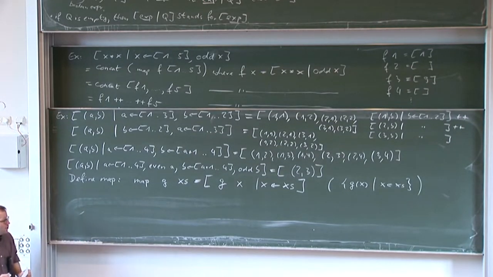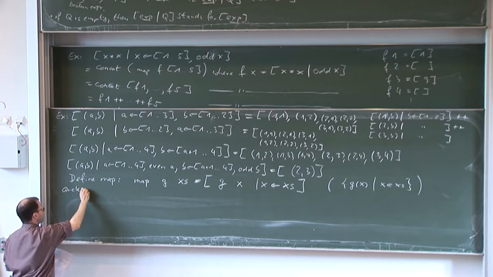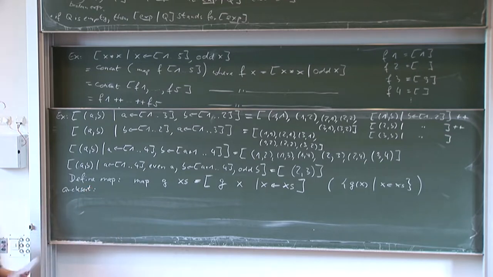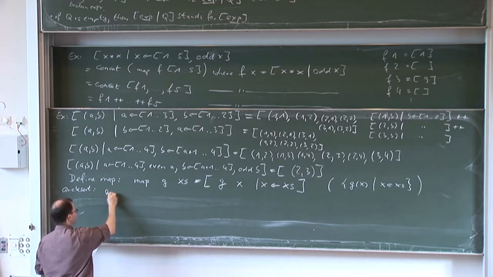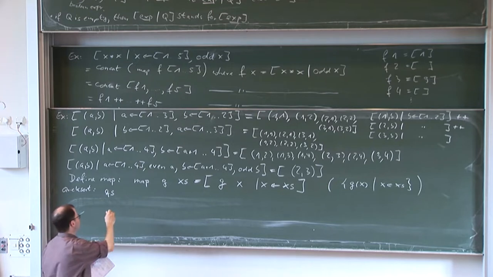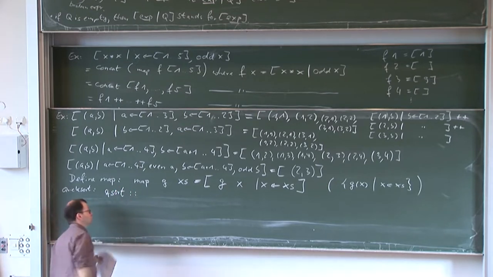Now, the idea of quicksort is as follows. The aim of quicksort is to sort a list. So you give a list to quicksort, and then it should return the sorted list. So how would quicksort look like? Okay, I call it qsort again. What should be the type of qsort?